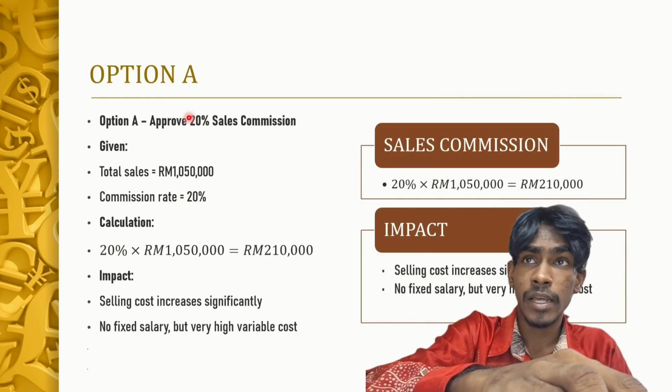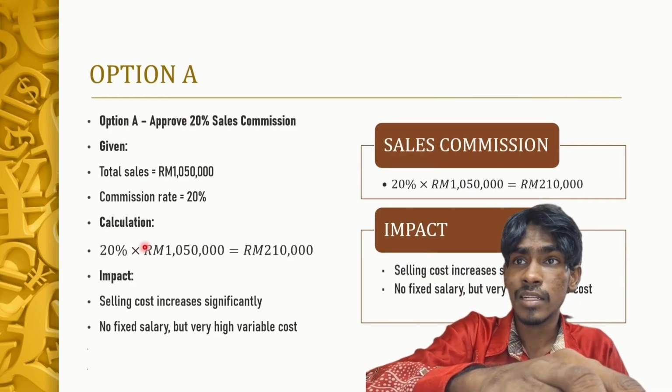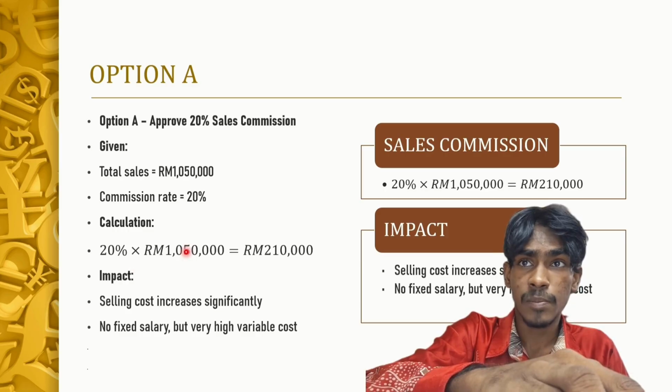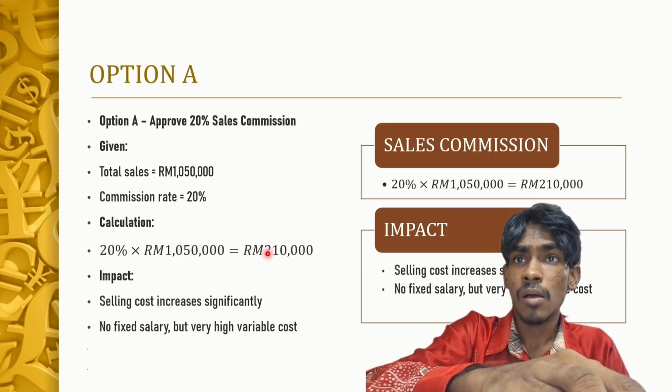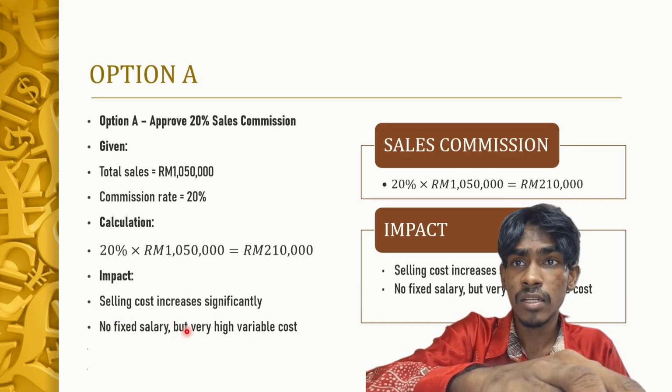For the next slide, option A is about approving the 20% sales commission. The calculation is 20% multiplied by 1,050,000 ringgit Malaysia, and we got 210,000 ringgit Malaysia in sales commission. The impact is that selling cost increases significantly, and it is not a fixed salary but a very high variable cost.